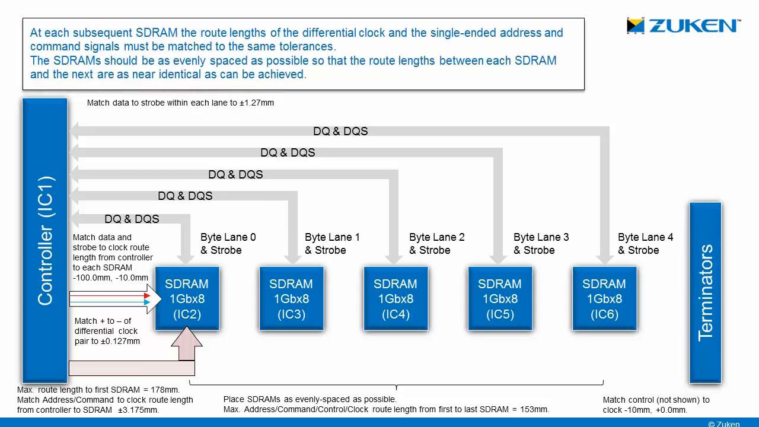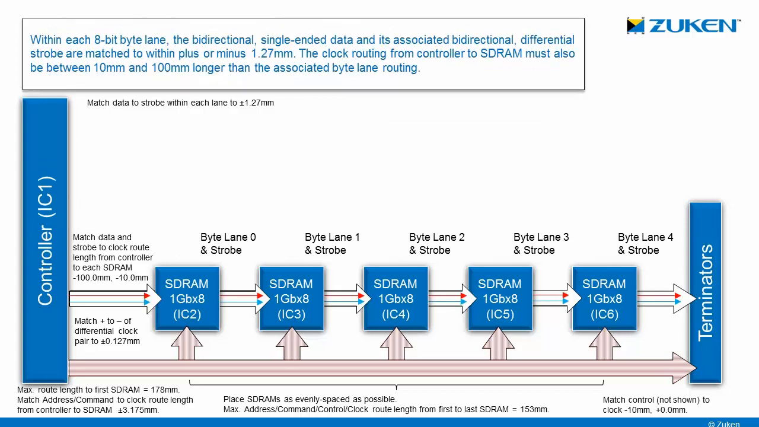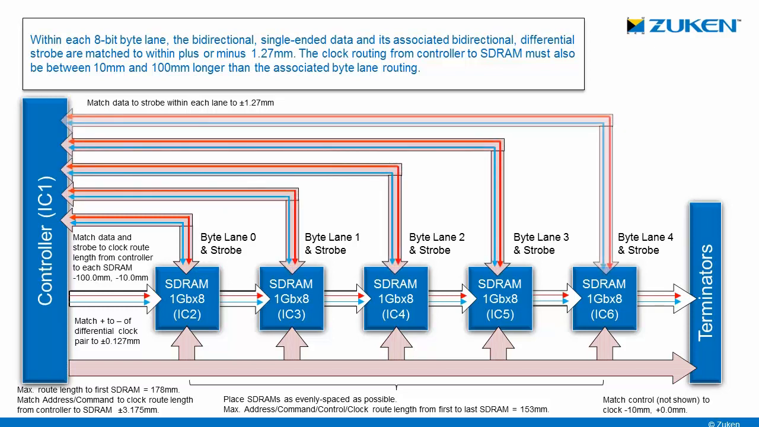At each subsequent SDRAM, the route lengths of the differential clock and the single-ended address and command signals must be matched to the same tolerances. The SDRAMs should be as evenly spaced as possible, so that the route lengths between each SDRAM and the next are as near identical as can be achieved. Within each 8-bit byte lane, the bidirectional single-ended data and its associated bidirectional differential strobe are matched to within plus or minus 1.27 millimeters. The clock routing from controller to SDRAM must also be between 10 millimeters and 100 millimeters longer than associated byte lane routing.